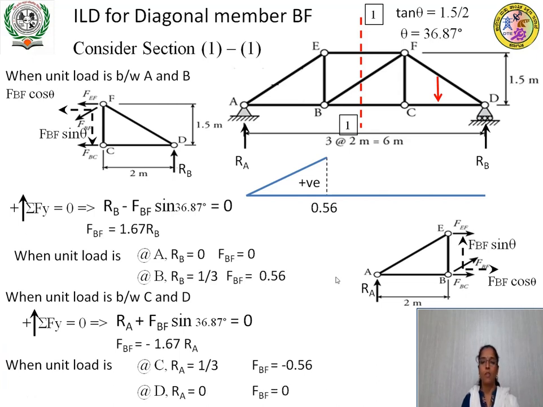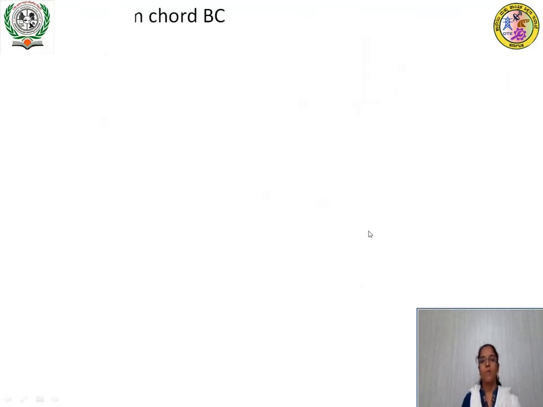So, let us plot this variation between C and D. It varies from minus 0.56 to 0. Minus means draw it below the baseline for an ordinate of 0.56 negative. Now in between the BC panel, you just join these two endpoints from positive to negative. So this is how you should draw the influence line diagram for a diagonal member BF. This is the influence line diagram for BF. Next we will take up the bottom chord BC.